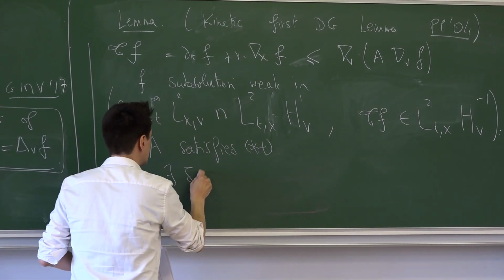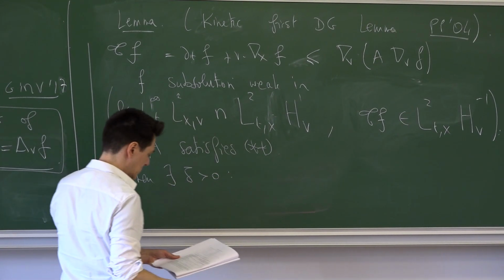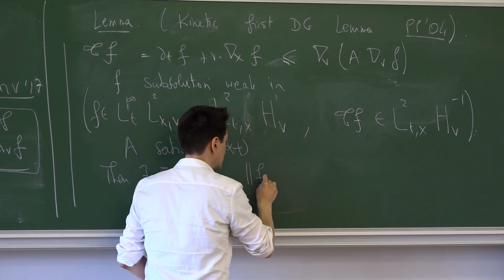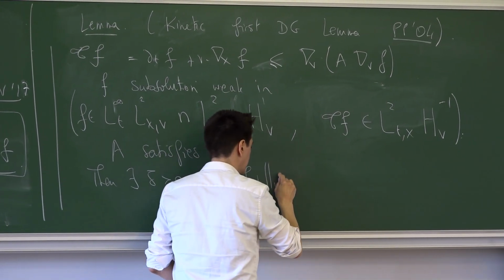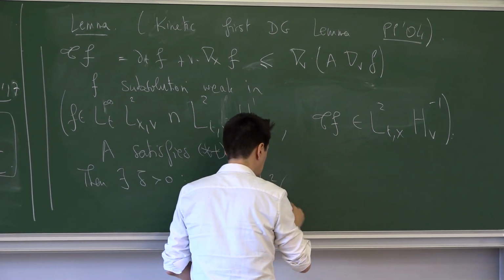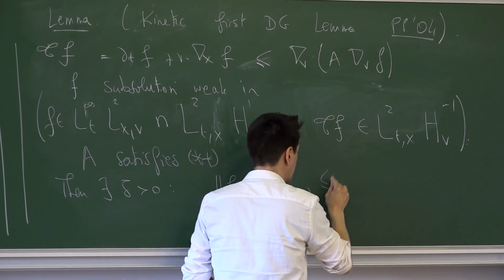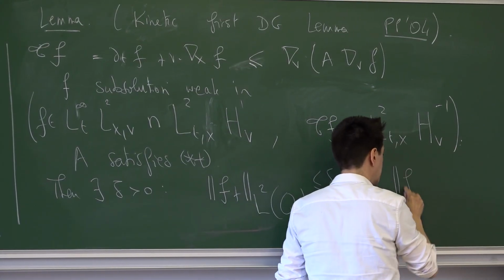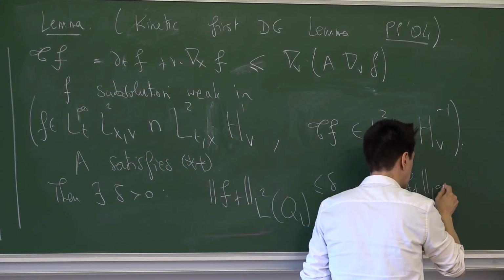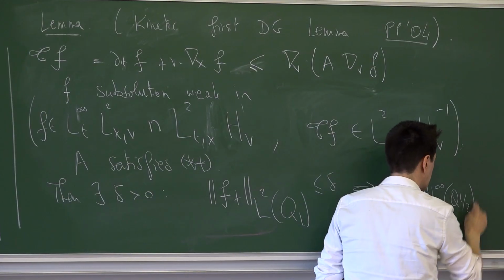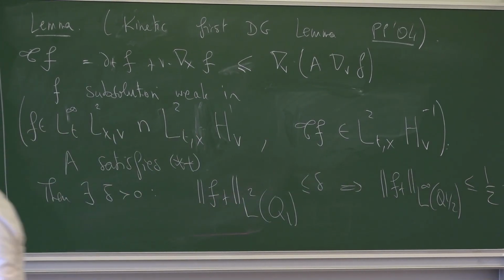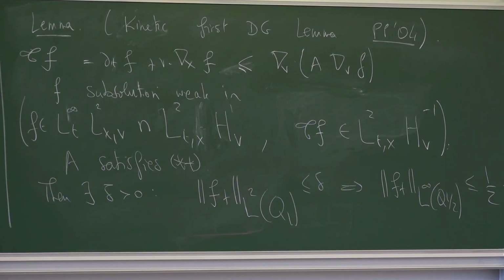So let me formulate it like the De Giorgi lemma, let's say. There is a strictly positive delta, so that if the L2 norm of the positive part of F in Q1 is less than delta, then this implies that the L infinity norm of F plus in Q1 half is less than 1 half. And if I still have my cylinders somewhere, yes.